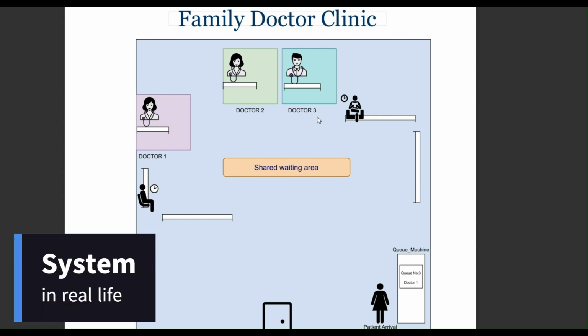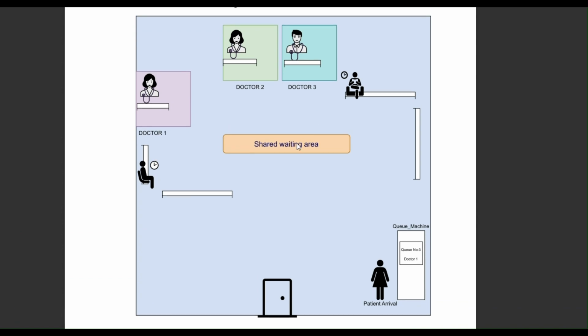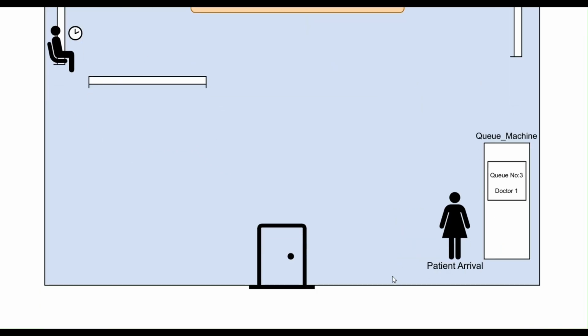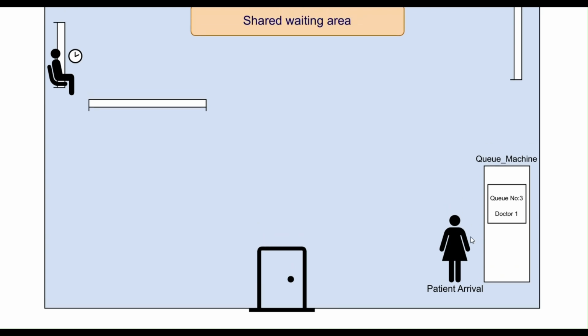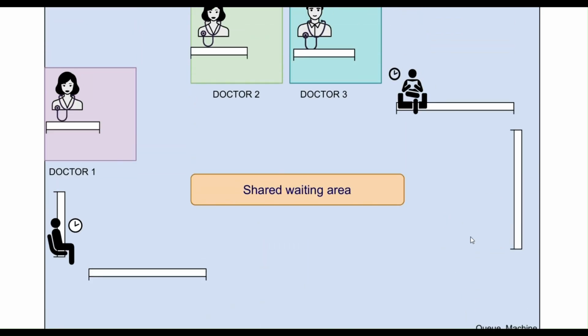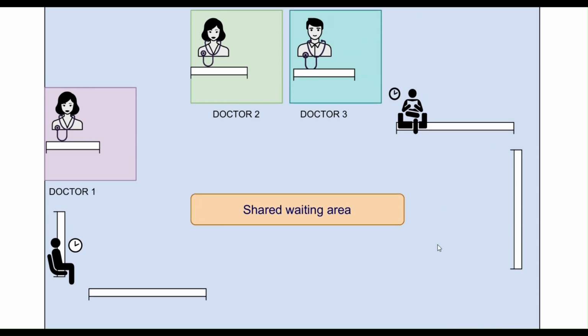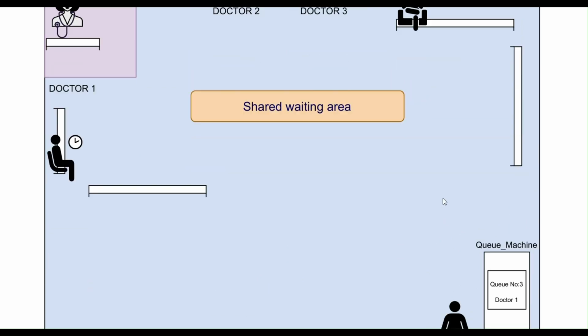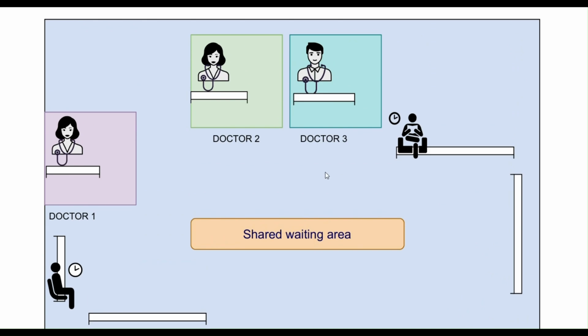First of all, I want to show you what the system looks like in real life. We have a door which patients use to get into the clinic. They first arrive at this queue machine. They have to enter their ID in order to get a queue number and an assigned doctor. Then, after getting this information, they wait in the shared waiting area until their assigned doctors call them.